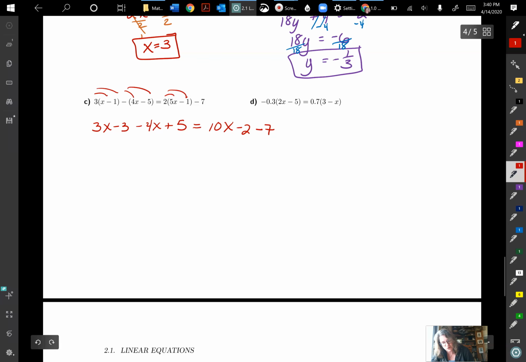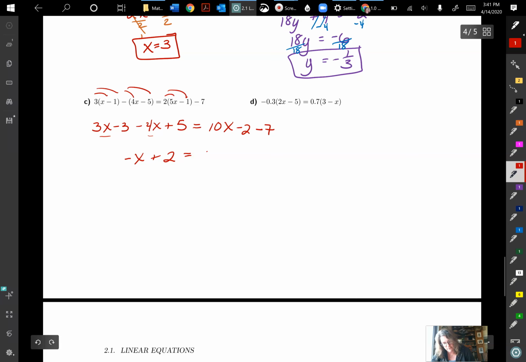Make sure you don't keep distributing when we shouldn't. That's outside the parentheses. So now we're going to go ahead and combine like terms. So we have a 3x and a negative 4x, so we have a minus x. Minus 3 plus 5 will give us a positive 2.